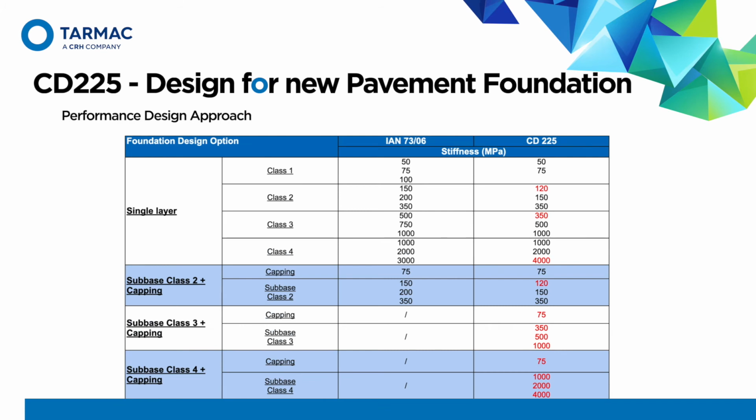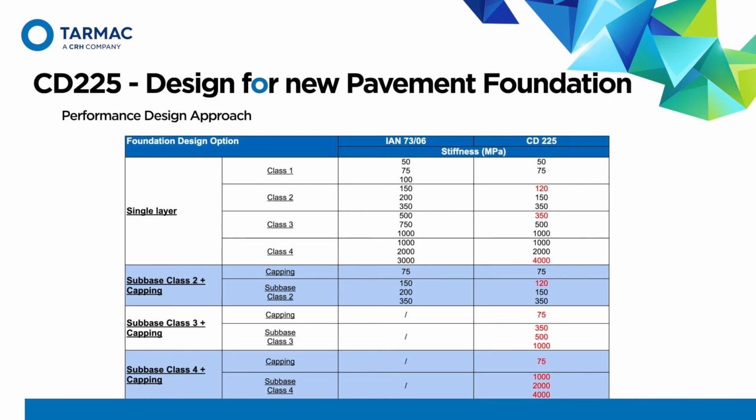Moving on, the second approach for the design of the foundation, known as the performance design approach. The performance design approach gives flexibility to the designer in terms of the materials that can be used in the foundation. However, this is subject to achieving a surface modulus of value equal or higher than the values shown in the table on the presentation. The options are single layer, sub-base class 2 plus capping, class 3 plus capping, or class 4 plus capping.